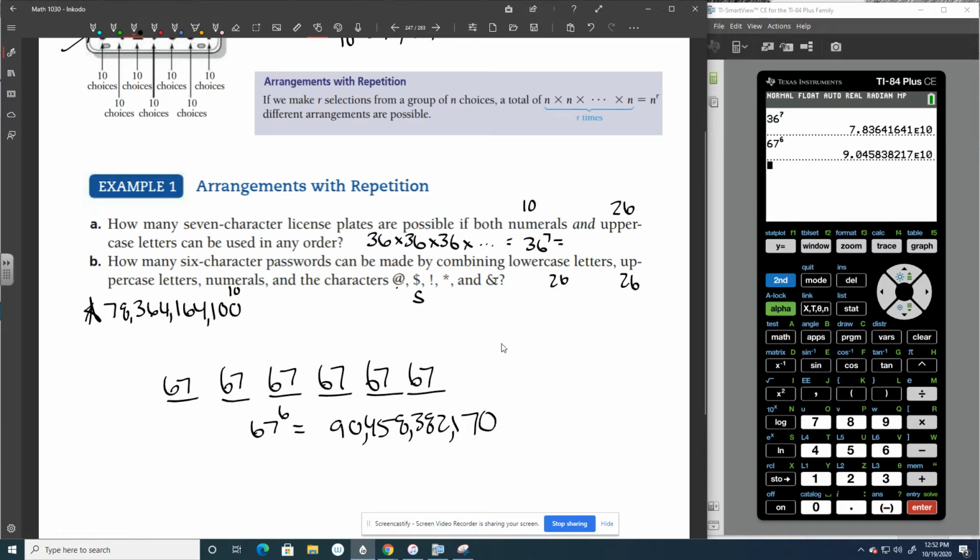So that means for the correct password, there's only one out of these 90 billion that is correct. It makes it a little bit harder to hack a password when it has so many different characters to choose from, which is why when you make a password, it makes you choose a lowercase, an uppercase, a number, and sometimes they'll throw in one of these symbols. It just makes it harder for people to hack your password.